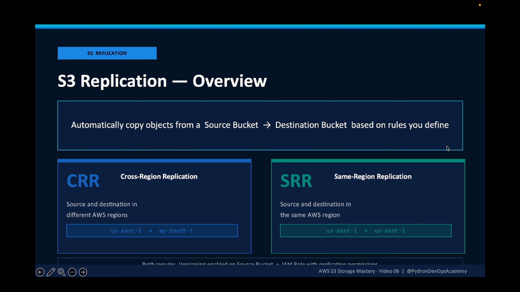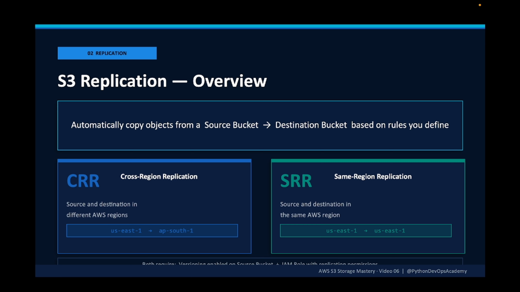The next topic is S3 replication. This is the overview of replication. You are copying the data from the source bucket to the destination bucket based on the rule you define. We have two different kinds of replication: cross region replication and same region replication. Cross region means source and destination buckets are in different regions. Meanwhile in SRR, same region replication, source and destination are in the same AWS region.